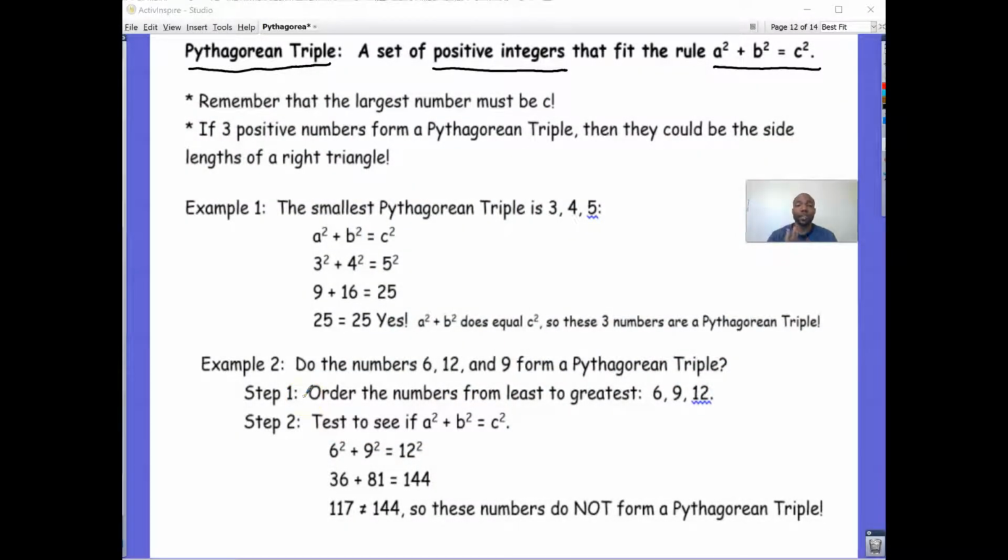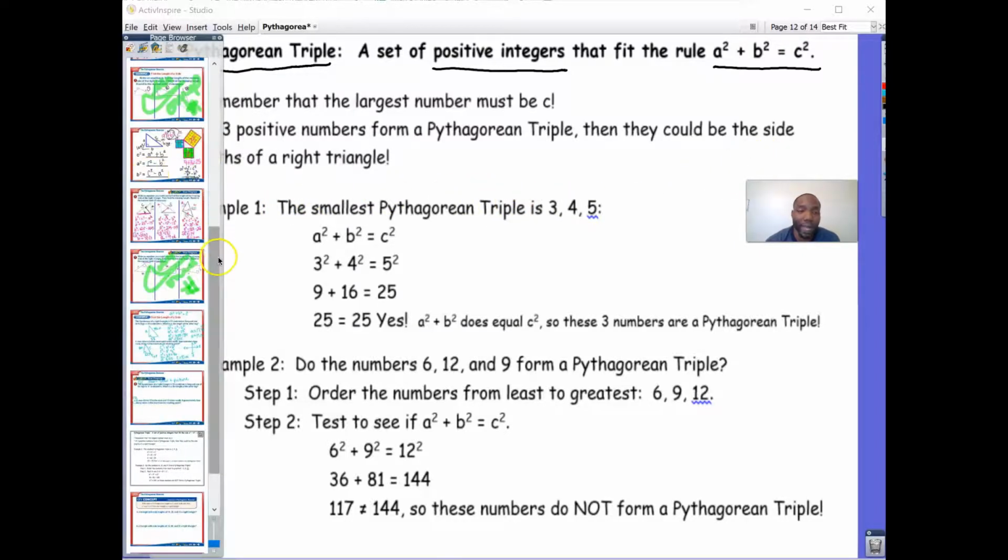So here, we're saying that Pythagorean triples are positive integers that fit the rule A squared plus B squared equals C squared. Remember that the largest number is C, because that's the hypotenuse, and that's the longest side. If 3 positive numbers form a Pythagorean triple, then they could be used for the side lengths of a right triangle. The smallest Pythagorean triple is 3, 4, 5.